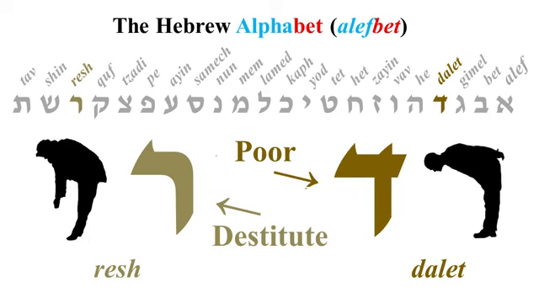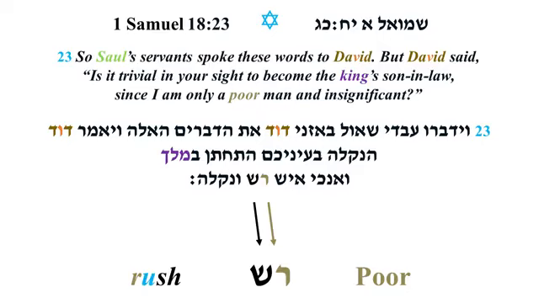In 1 Samuel 18:23, it says, "So Saul's servants spoke these words to David, but David said, 'Is it trivial in your sight to become the king's son-in-law, since I am only a poor man and insignificant?'" That word poor, destitute, is rush. It's a resh and a shin. And you see it there in the Hebrew.